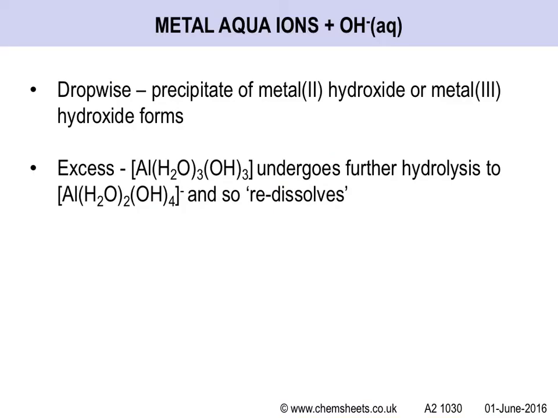And this just summarizes. So the actual test, and it's very important to recognize that, is when we are adding the hydroxide ions to these metal hexa-aqua ions, we are doing so drop-wise. We will get the precipitate. If we then added excess, in all cases except aluminium's, there would be no change. But in the case of aluminium, we would get further hydrolysis and we would see the aluminium redissolve.